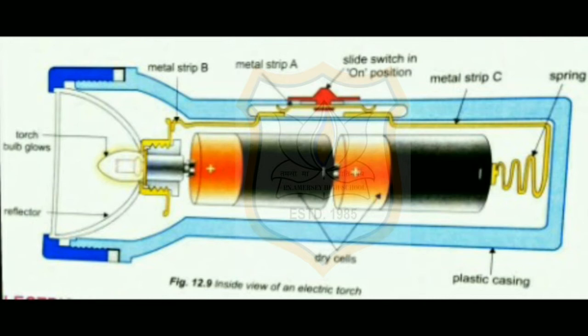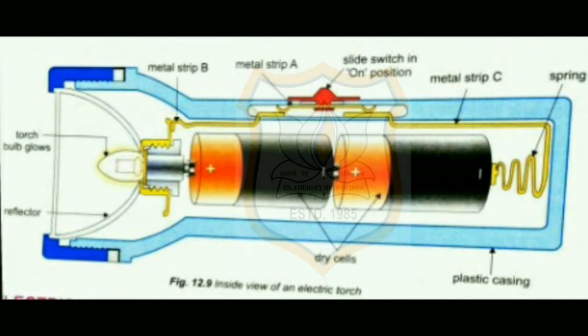The negative terminal of the cell presses against the spring at the base of the torch. The positive terminal of the cell presses against the metal tip at the base of the bulb. There are three metal strips. Metal strip A is a part of the switch. Metal strip B is connected with the metal case of the bulb. Metal strip C is connected with the spring. You can see this in the figure also.